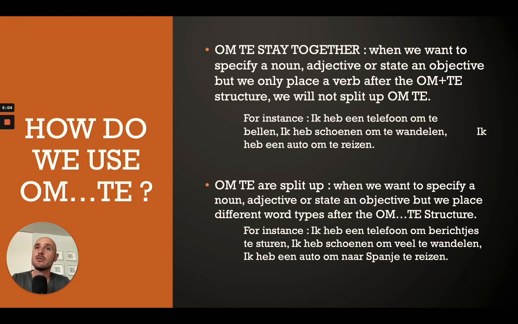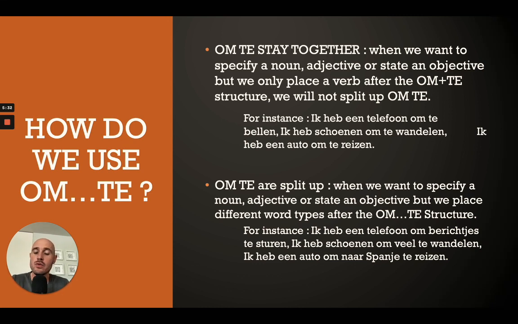Now, when we want to specify a noun, an adjective, or state an objective, we maybe have, but we will only place a verb after the te structure. We will not split them up. Now, what does that mean? Well, let's take a look at some examples and let's speak about it. So, ik heb een telefoon om te bellen. Ik heb schoenen om te wandelen. Ik heb een auto om te reizen.